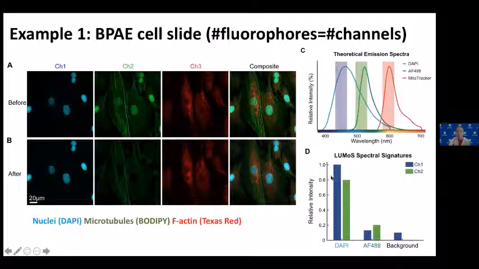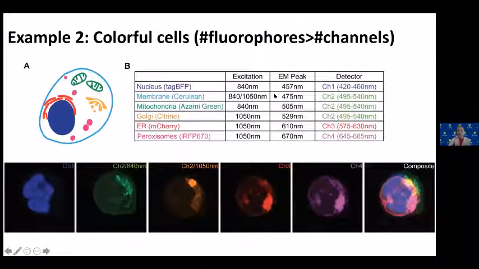And then we moved on to push the limit, to see what happens if we have more fluorophores than channels. Here is one example of a kind of cell that biologists developed. They call it colorful cells because it has many colors in it. This kind of cell has 6 different colors labeled on 6 different compartments inside the cell. And we are trying to see if the algorithm will separate all of those 6.